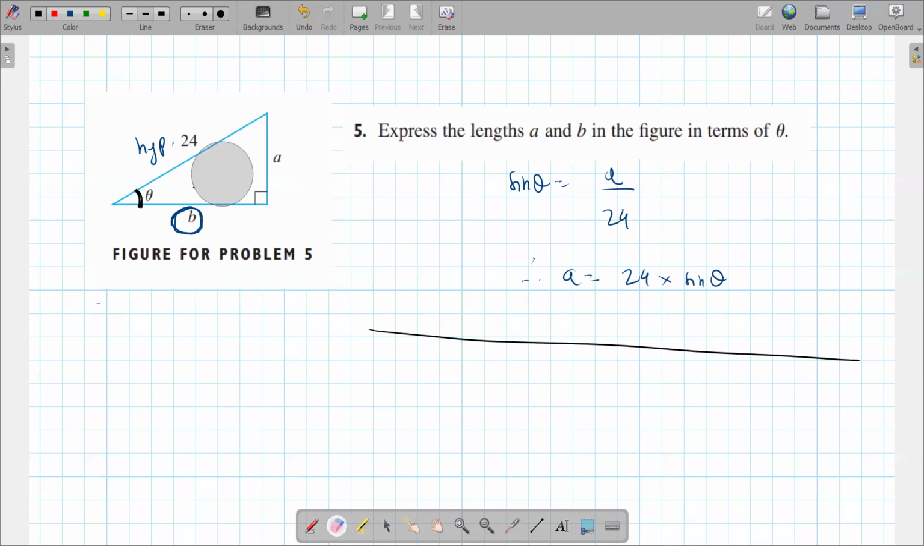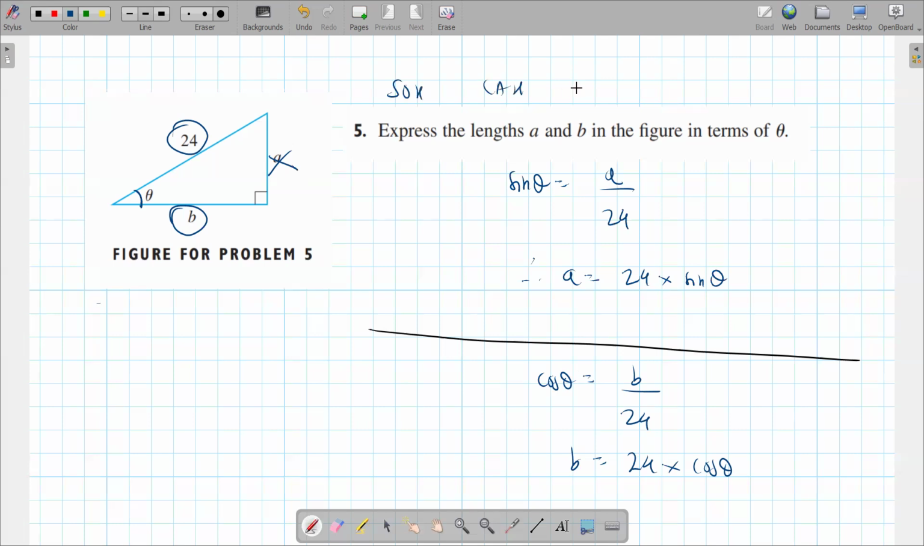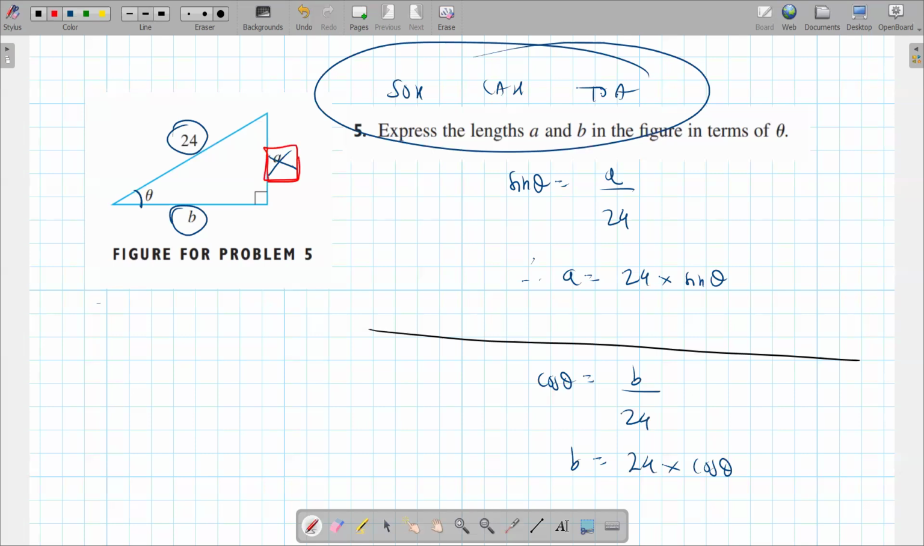What about B? It's the same concept. Is it going to be sine, cos, or tan? This is your reference angle. You need to use this side. You cannot use this. That means you're left with this. That's sine, cos, or tan? Cosine. So cosine theta is going to be B over 24. So B is going to be 24 times cosine theta, and that's the final answer. Again, not that difficult, right? Just a straight up SOHCAHTOA problem. The tricky thing here is that you need to know you can't write one in terms of the other. So if you use tan, you're going to get a 0.